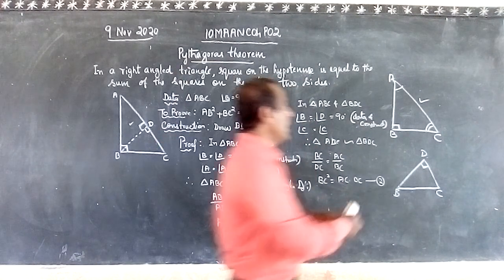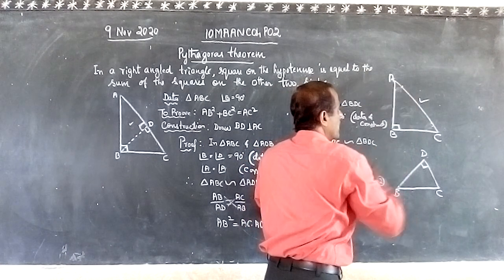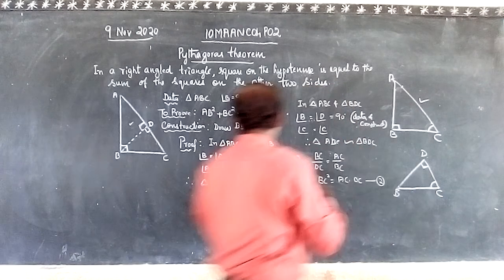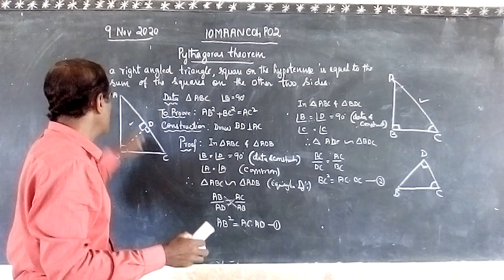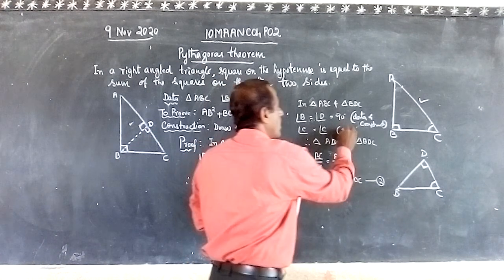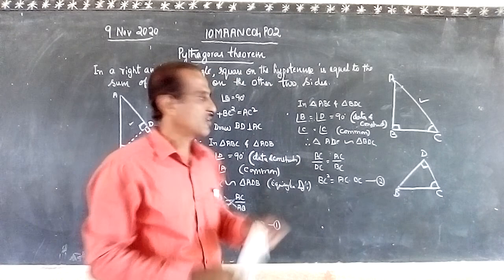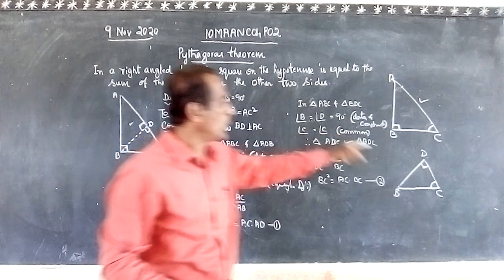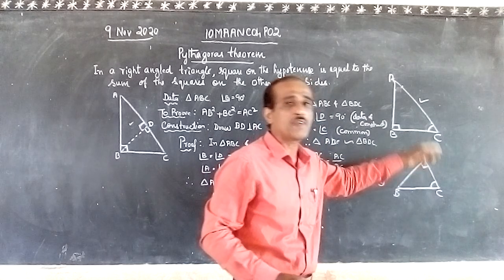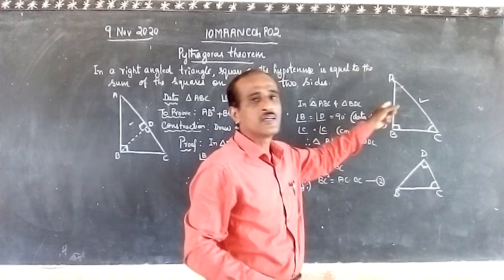Next, see angle C. Angle C is common to both the triangles. Here also angle C. See, it is common to this part and the original triangle. Angle C is equal to angle C. Why? It is common to both, common angles. Therefore, two angles of this triangle are correspondingly equal to two angles of another triangle. We can say these two triangles are similar.